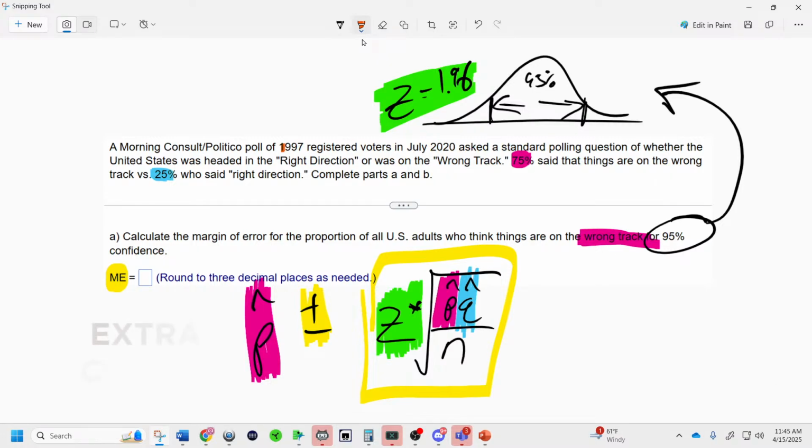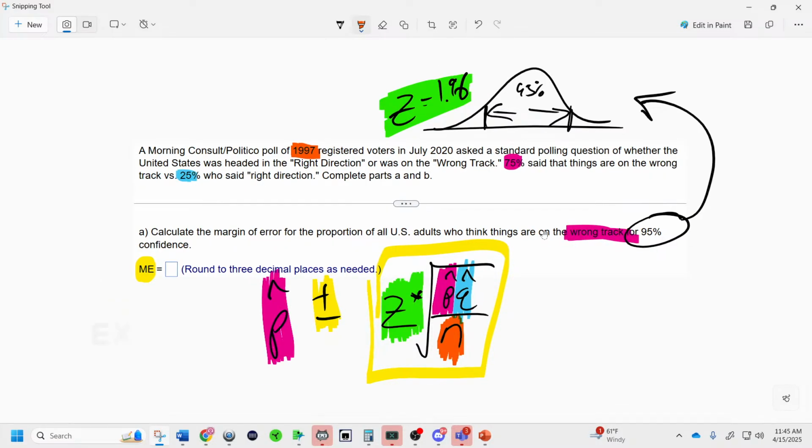N is going to be right there. Yep. Nice job, Nancy. It's how many people we polled. Does that make sense? That's how many people. Great job, Nancy. We'll throw you some more points.